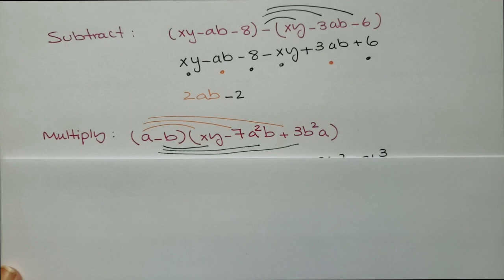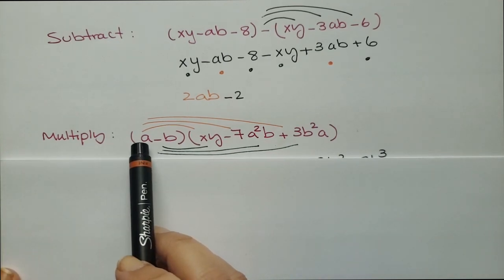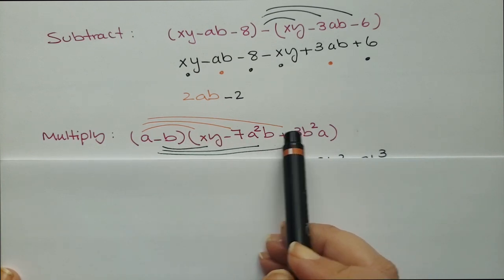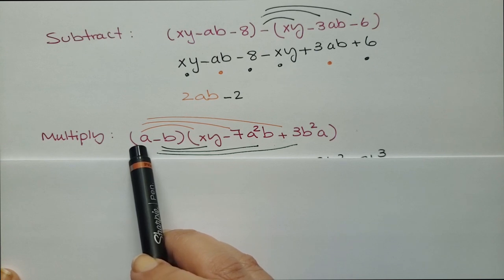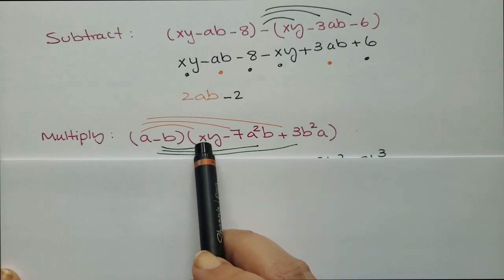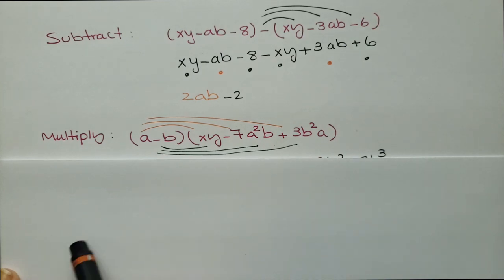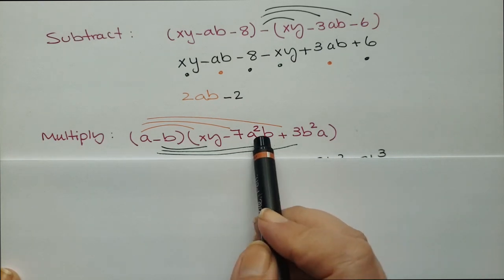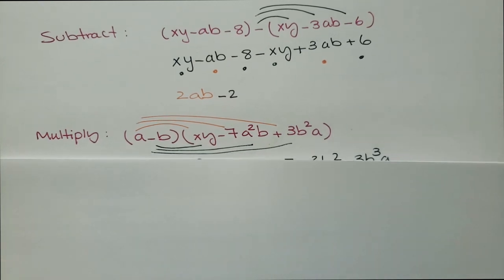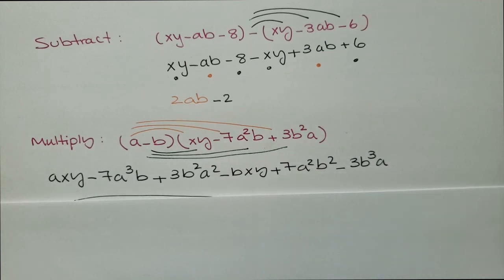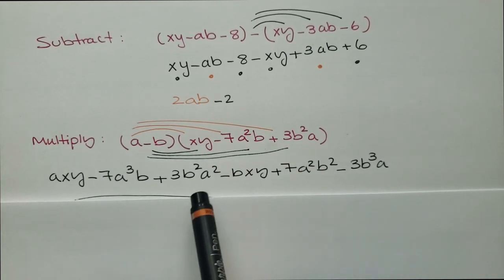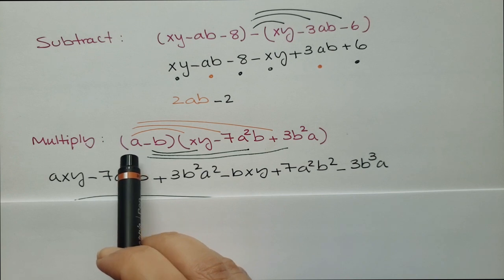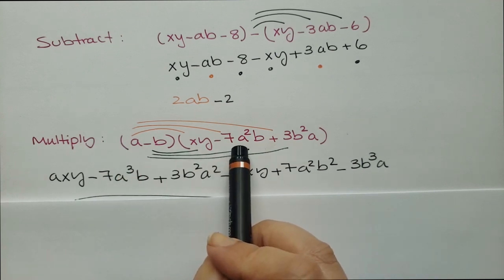Now let's see how it works. Each term from the first bracket should be multiplied by each term in the second bracket. So here the first term is a plus a. It would be multiplied by each individual term in the second bracket. Now the second term is negative b. It will be multiplied by each term in the second bracket. So let's do it together. Let's say a is multiplied by xy. So it turns into axy.